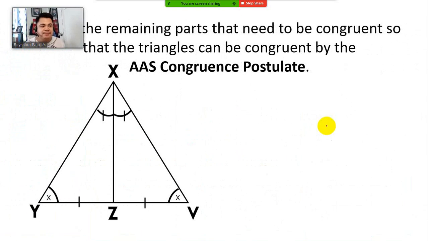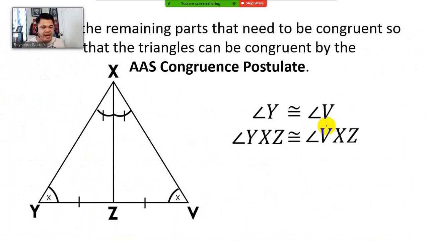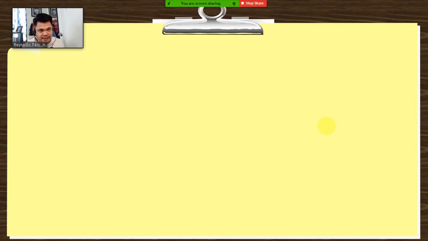Name the remaining parts that need to be congruent so that the triangles can be congruent by the AAS congruence postulate. So angle Y is congruent to angle V, then angle YXZ is congruent to angle VXZ, and then segment YZ is congruent to segment VZ. So that's why the two triangles, triangle XYZ and triangle XVZ, are congruent.